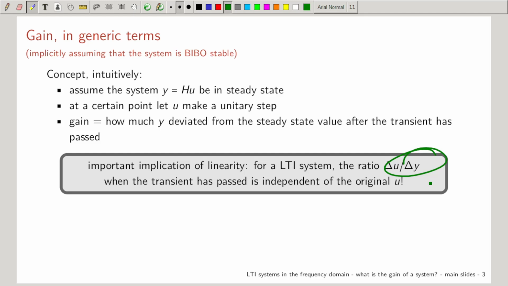Something that is not valid for nonlinear systems. And indeed, for nonlinear systems, defining the gain is much more difficult. For linear systems, LTI systems, it's very easy. For nonlinear systems, it might depend on the u that you're using. How much are we together on this, people?